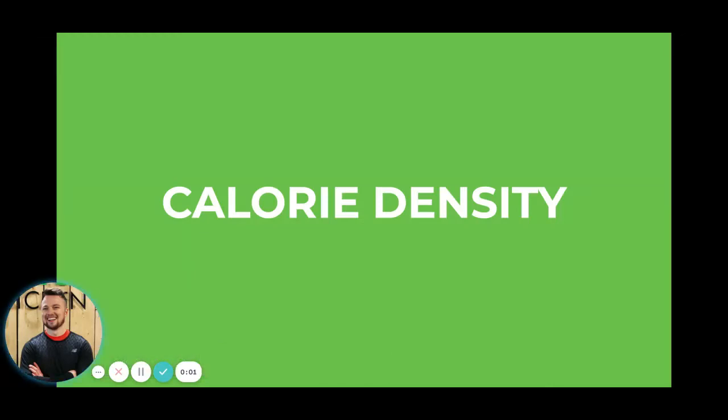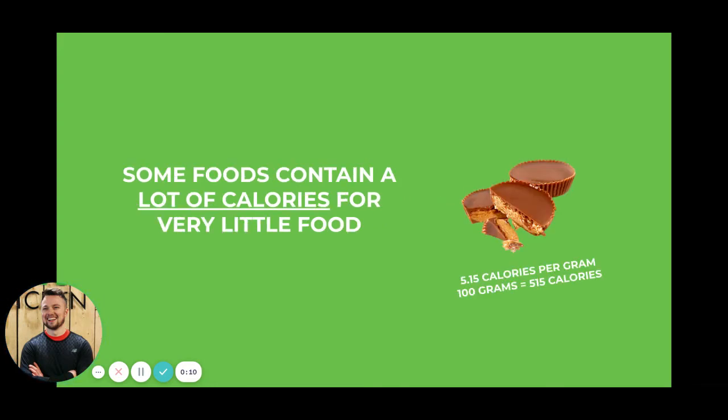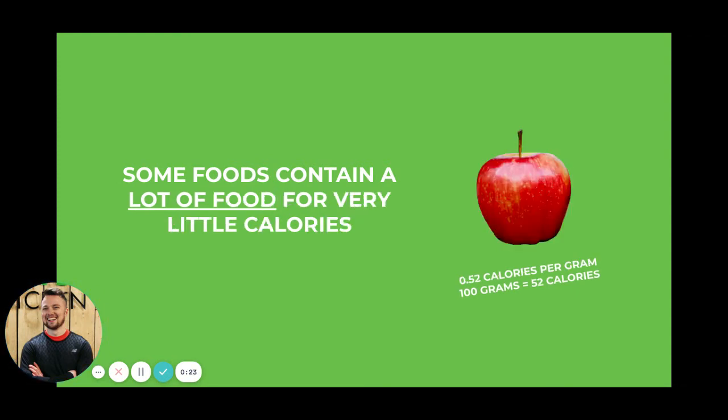So in this video, we're going to talk about calorie density. Now, calorie density is basically the calories per gram of food. Some foods contain a lot of calories for very little food. So take the example of the Reese's Pieces. It is about 5 calories per gram, which means in 100 grams, there's about 500 calories.